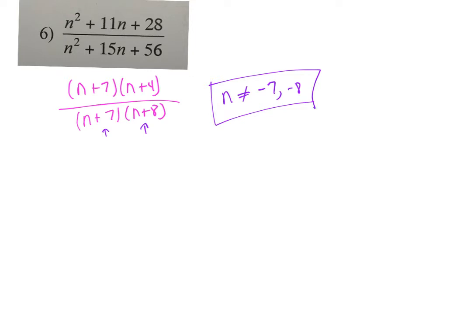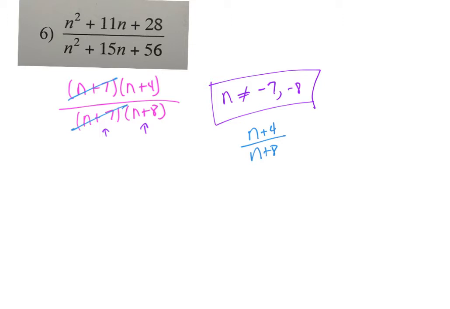All right. The n plus 7s can cancel. N plus 7 cancels with n plus 7. So my simplified answer here is n plus 4 over n plus 8. Let me point something out here.